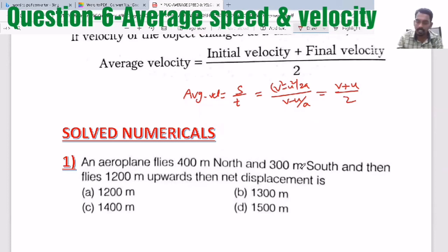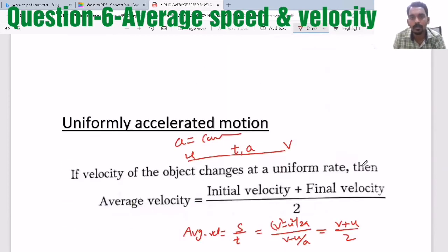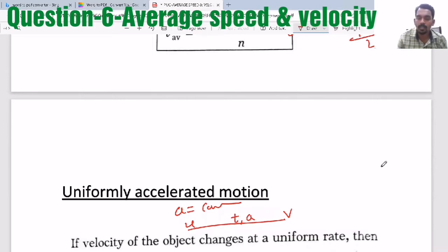Apart from this, sometimes they will also ask questions based on, I'll explain to you, see, they will give the question in this manner. They will give displacement in terms of time.